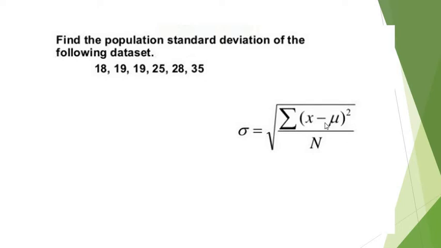Once we subtract the mean from each value in the data set, then we're going to square the result, and each result that we get, we're going to add them up together. In other words, we find the summation and then divide by the number of values in the data set. And after that, we're going to do the final thing, which is to square root that answer. Alright, so let's get to it.